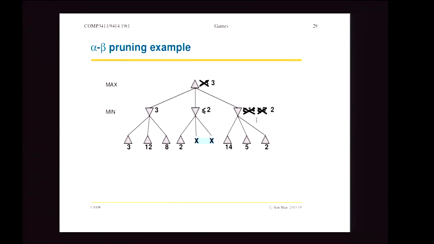And the second point is the order in which you search the nodes is important. So the reason we were able to prune these off is that we searched the best move first. From the point of view of min, this is the best move. And we searched that first, and that enabled us to prune these other ones off. The reason we didn't get any pruning here is because we searched the worst move first and the best move last. Okay, so if we can order the search so that we search the better moves first, that gives us much better pruning.